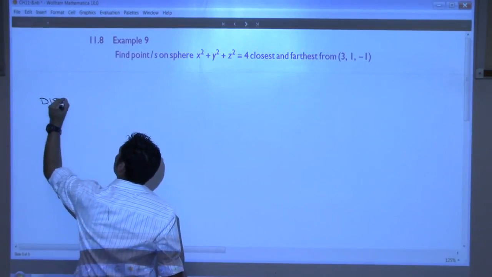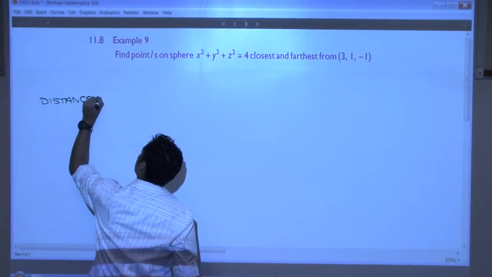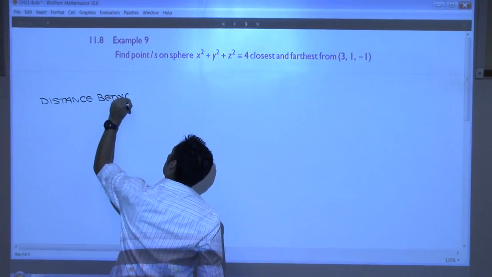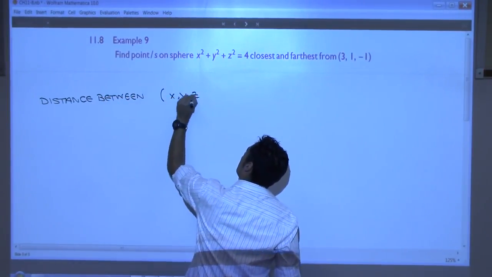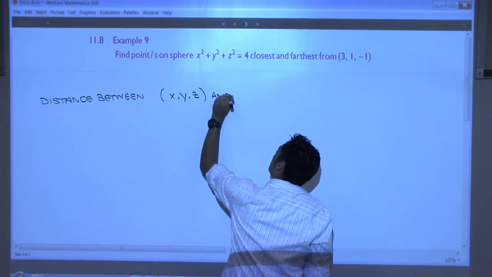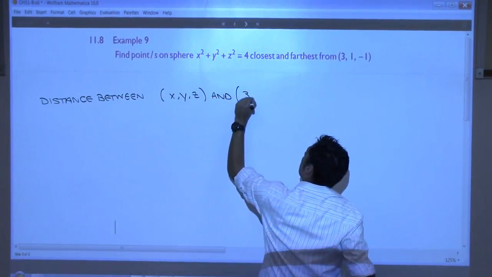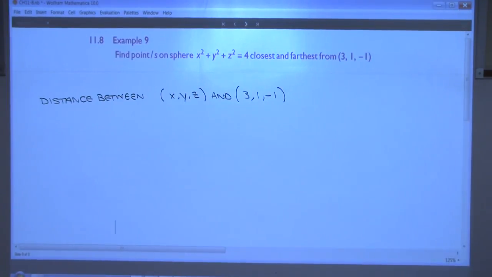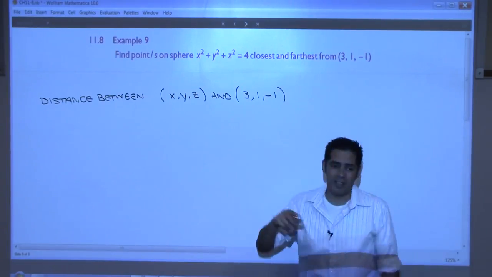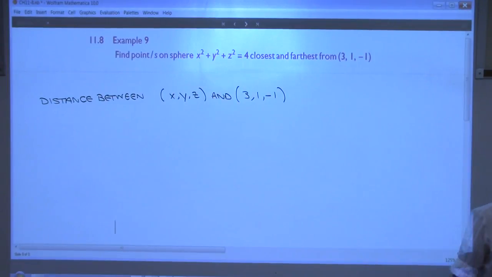What is the distance between, let's say, a point, let's call it x, y, z, and that point right there, 3, 1, negative 1. So what is the distance formula? What is the distance formula for points in three-dimensional space?